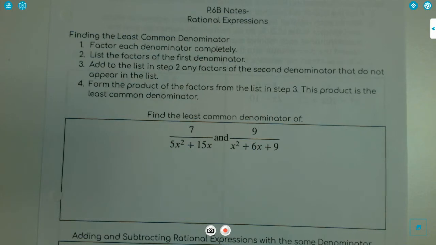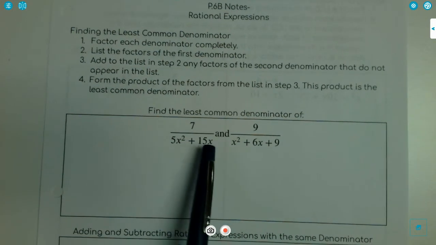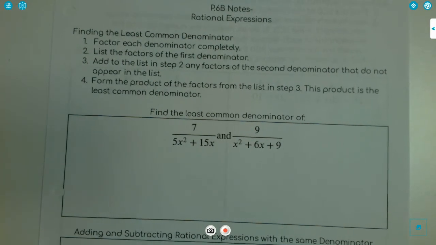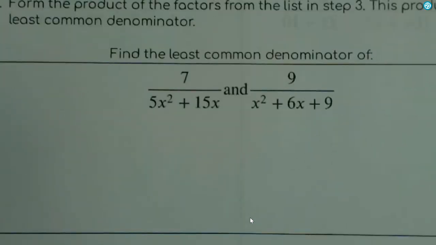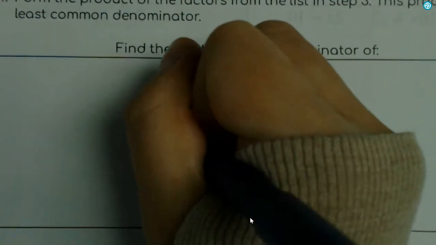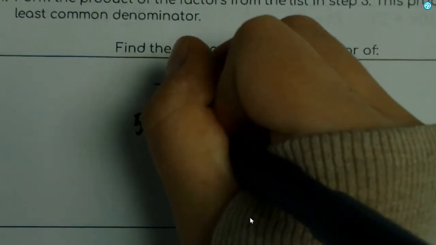So the first thing that we need to do is factor out of this first one. I can factor a 5x out of 5x squared and 15x. Let me zoom in some more. Okay, so I can pull a 5x out. 5x squared divided by 5x just leaves an x behind. 15x divided by 5x leaves a 3 behind.